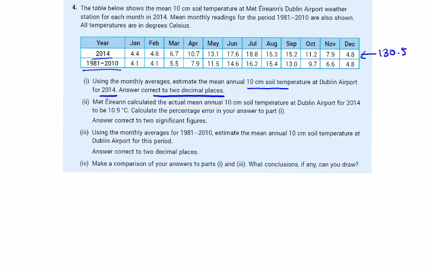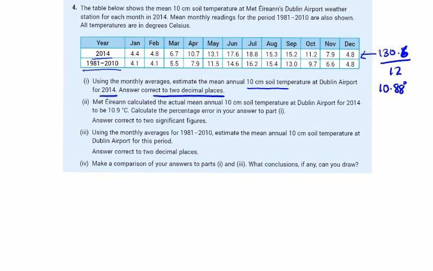That's going to give 130.56, 130.6. 130.6 over 12 is 10.88, correct to 2 decimal places.